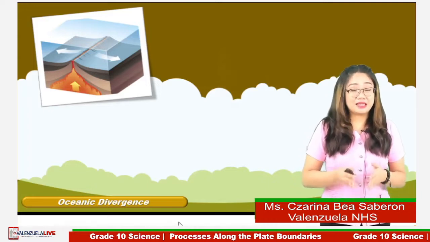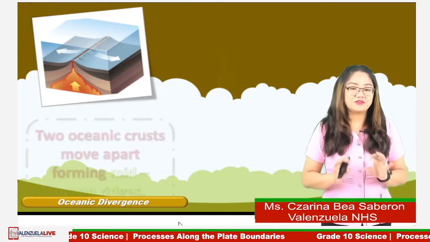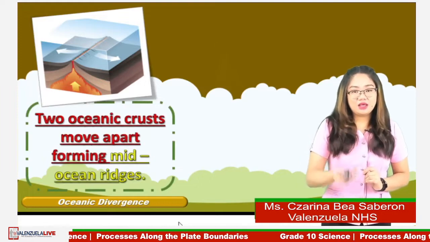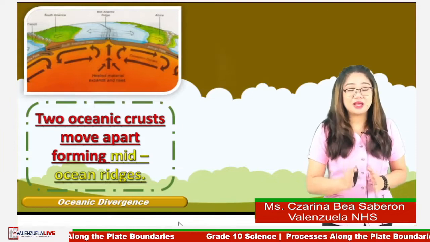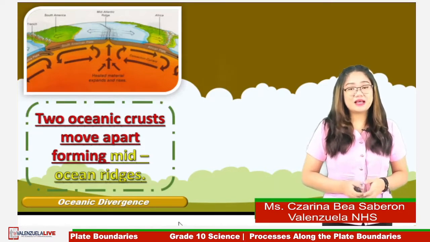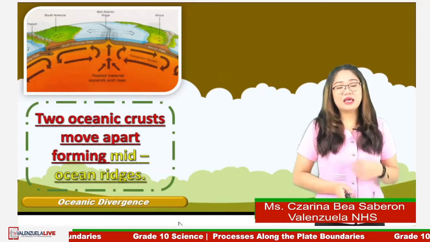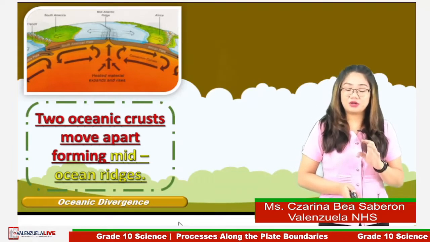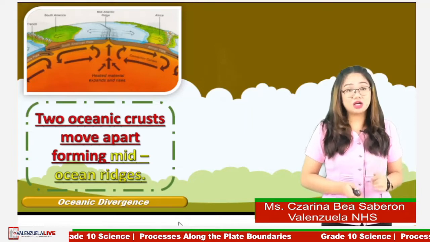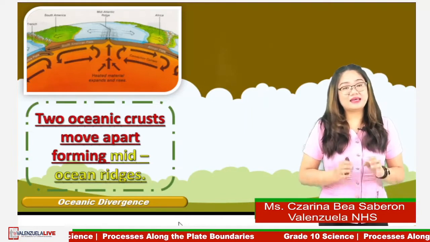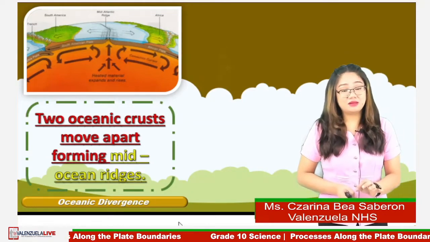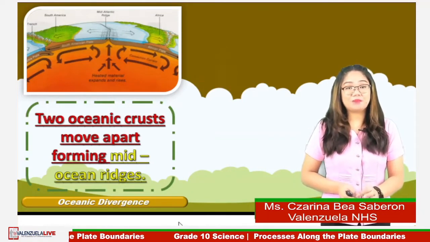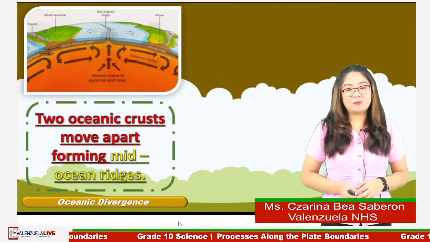And the second type of divergence is the oceanic divergence, or what we call seafloor spreading. In here, the mechanism of the diverging oceanic plates is driven by the convection current. In other words, the plates are being pulled in the direction of the convection current. Now, the gap between the diverging oceanic plates forms a mid-ocean ridge.